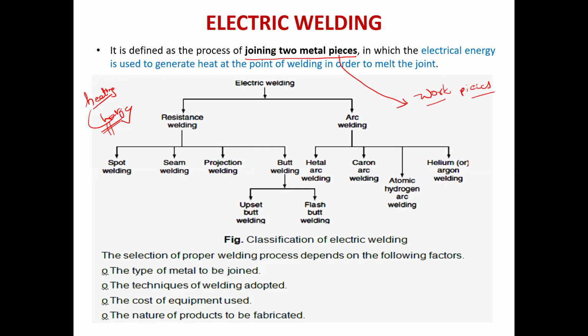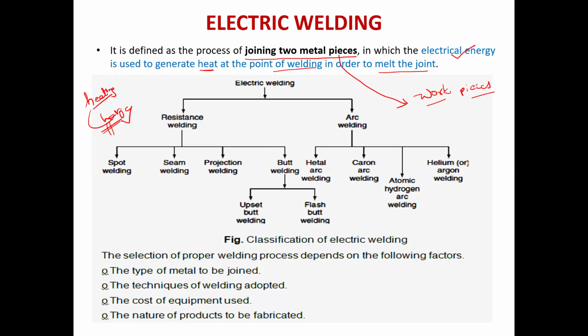It's a process of joining two metal pieces in which electrical energy is used to generate heat at the point of welding in order to melt the joint there. That's the only line you have to write. I'd like to join two work pieces by creating heat energy with the help of electricity at the point of welding in order to melt the pieces, and we can join them.